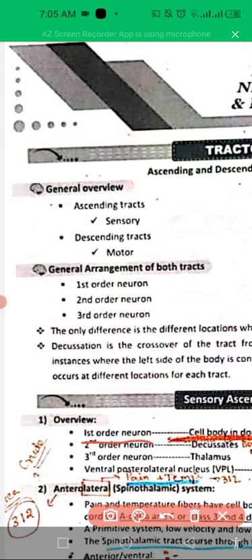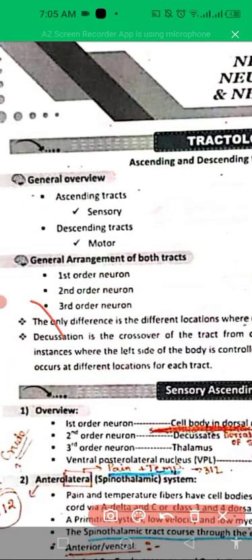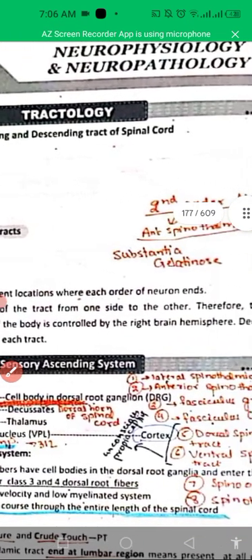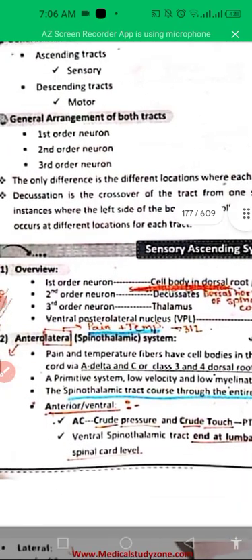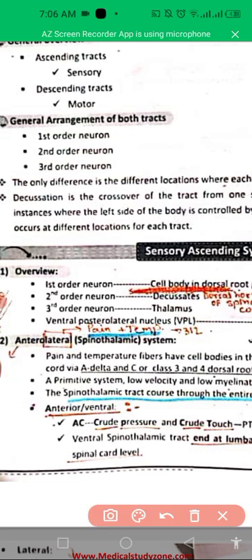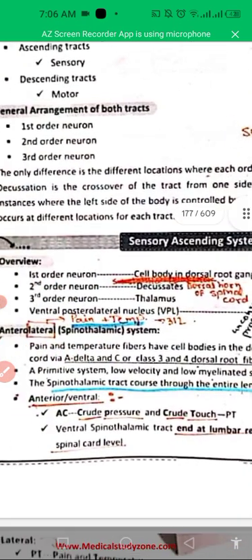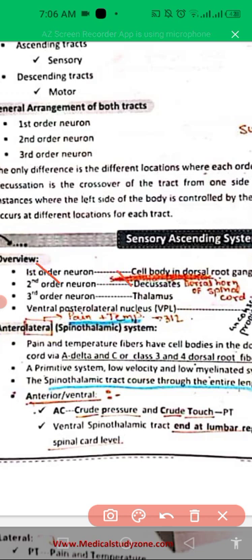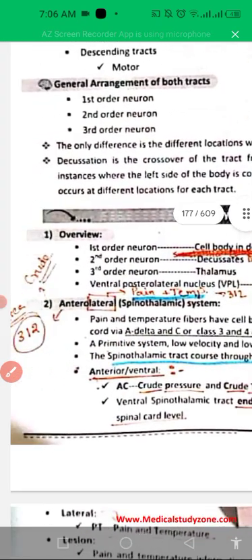What is the difference? The difference is only the location where these neurons end. Decussation is a crossover of the neurons, and the right hemisphere decussates into the left side of the body and controls the left side of the body in this way. Okay, as we saw, first order neurons have the dorsal root. First order neurons end in the dorsal root ganglion, and second order neurons decussate while third order neurons end in the thalamus. The ventroposterolateral nucleus of the thalamus projects to the cortex.